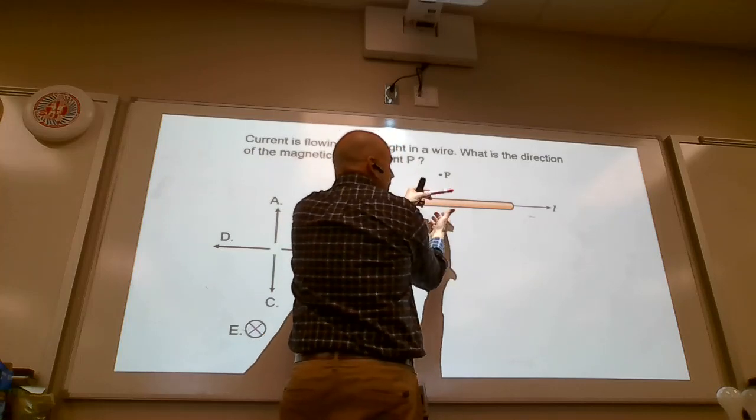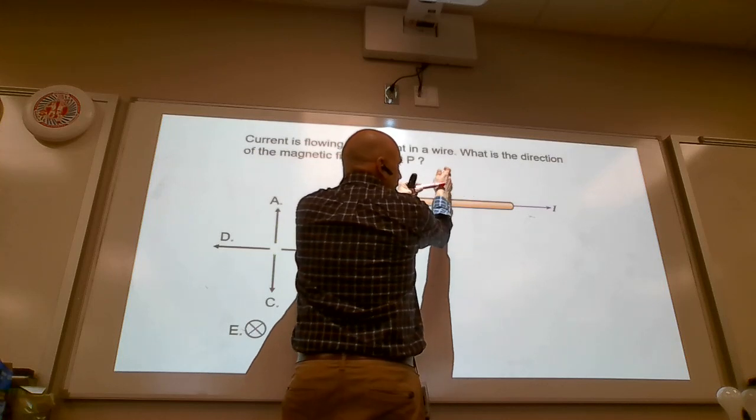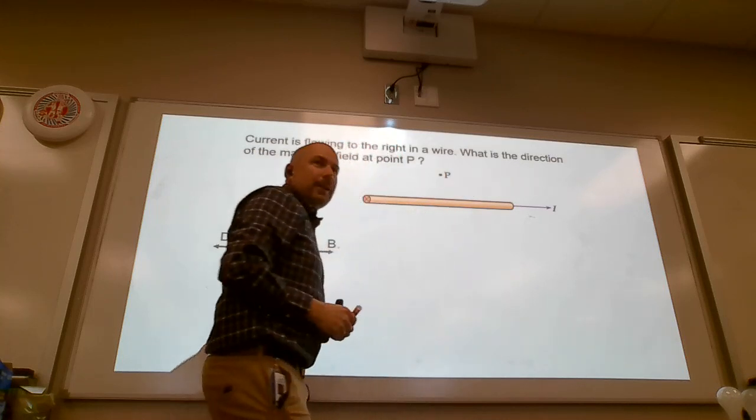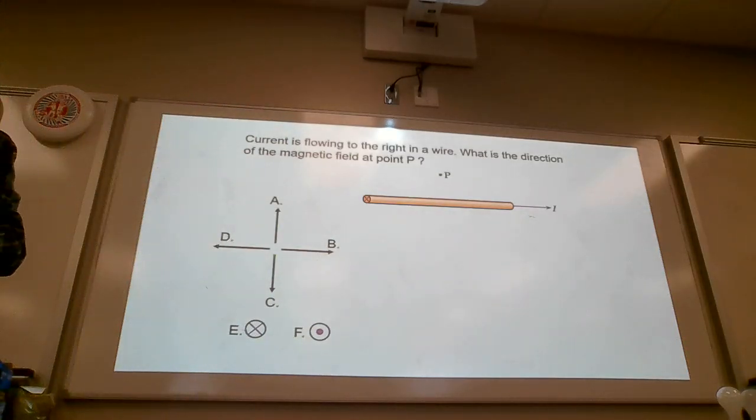So you grab your pen or pencil with your thumb going to the left at point P. It's coming out of the page at you. And make sure if you see anybody using their left hand, smack them. It's worth it. They need to learn.